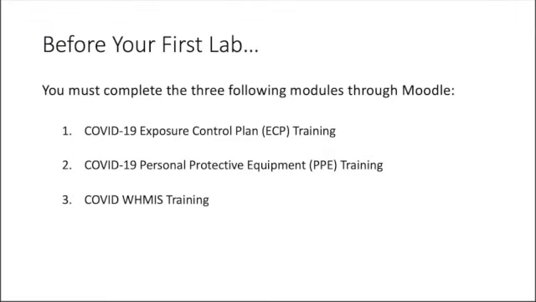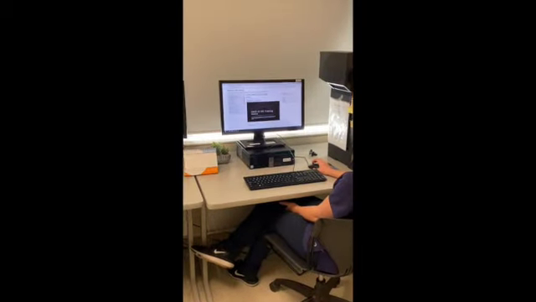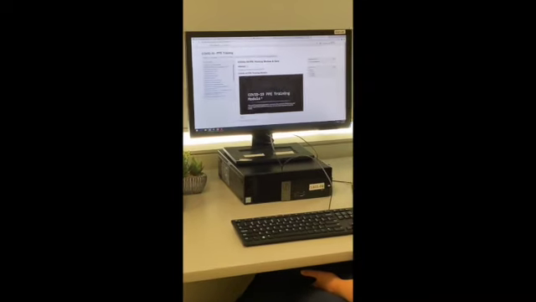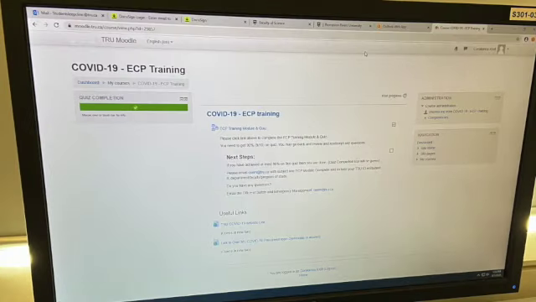Before you come to campus for your first lab, it is absolutely mandatory that you complete the 3 required modules on Moodle. These are the Exposure Control Plan, the PPE COVID-19 module, and WMIS 2015, which you should have completed in your first year of RESP 1580.